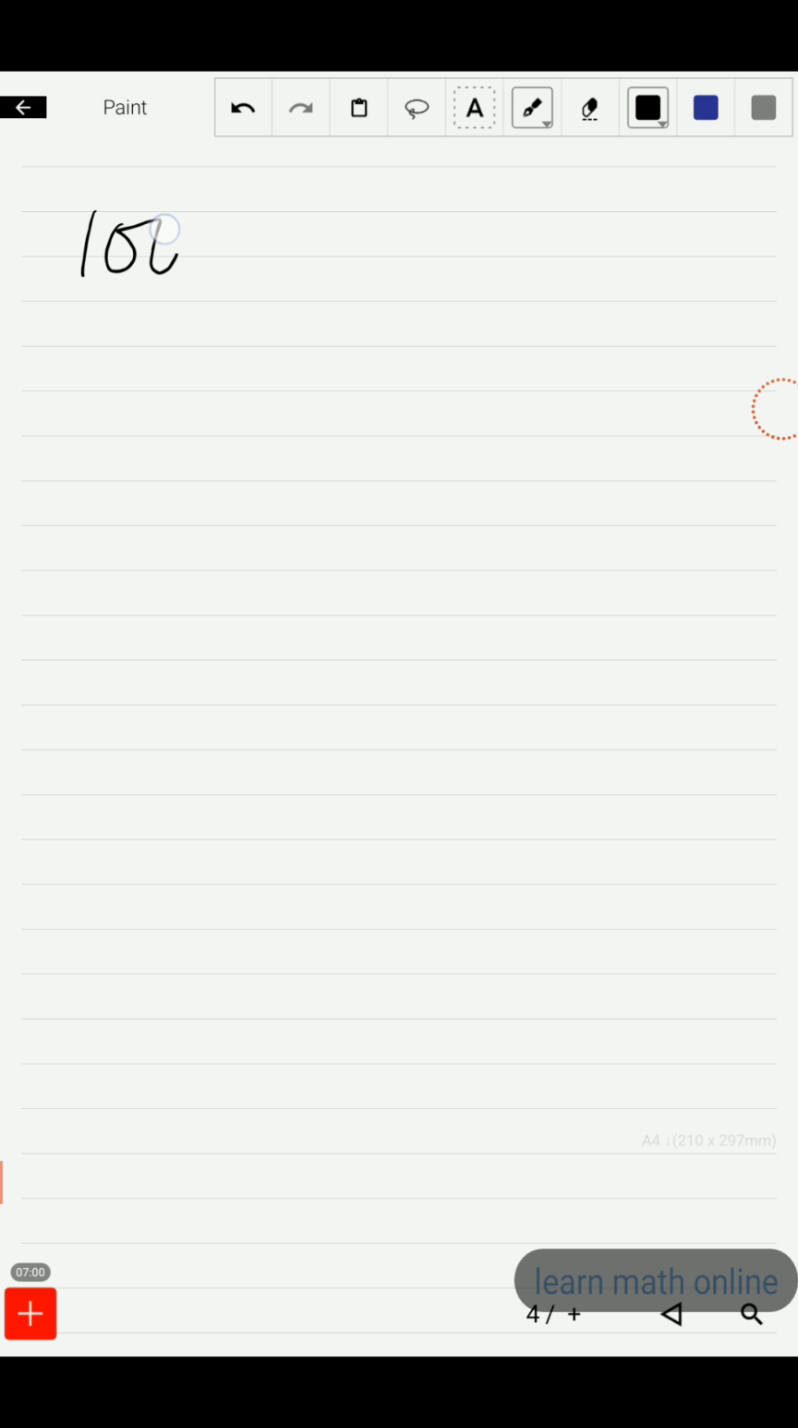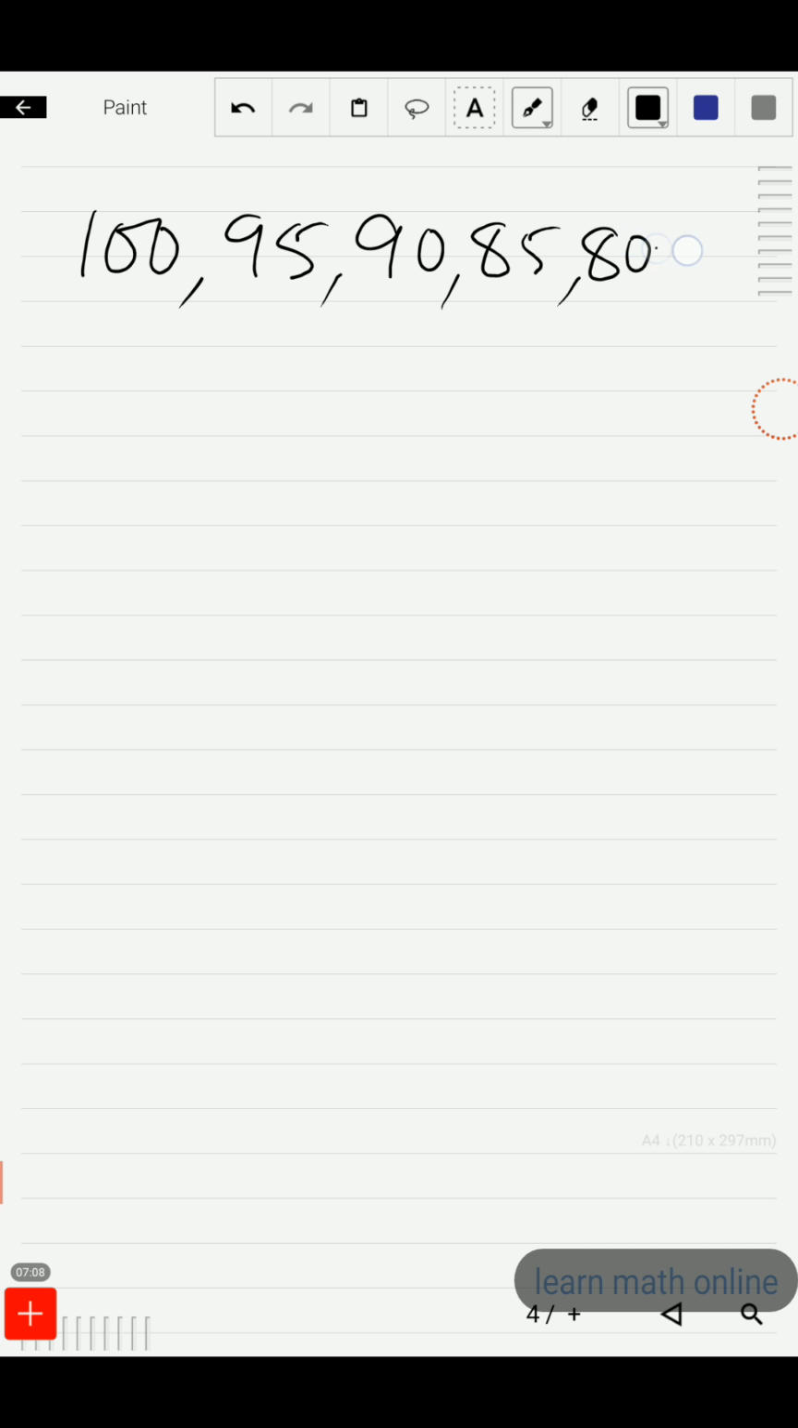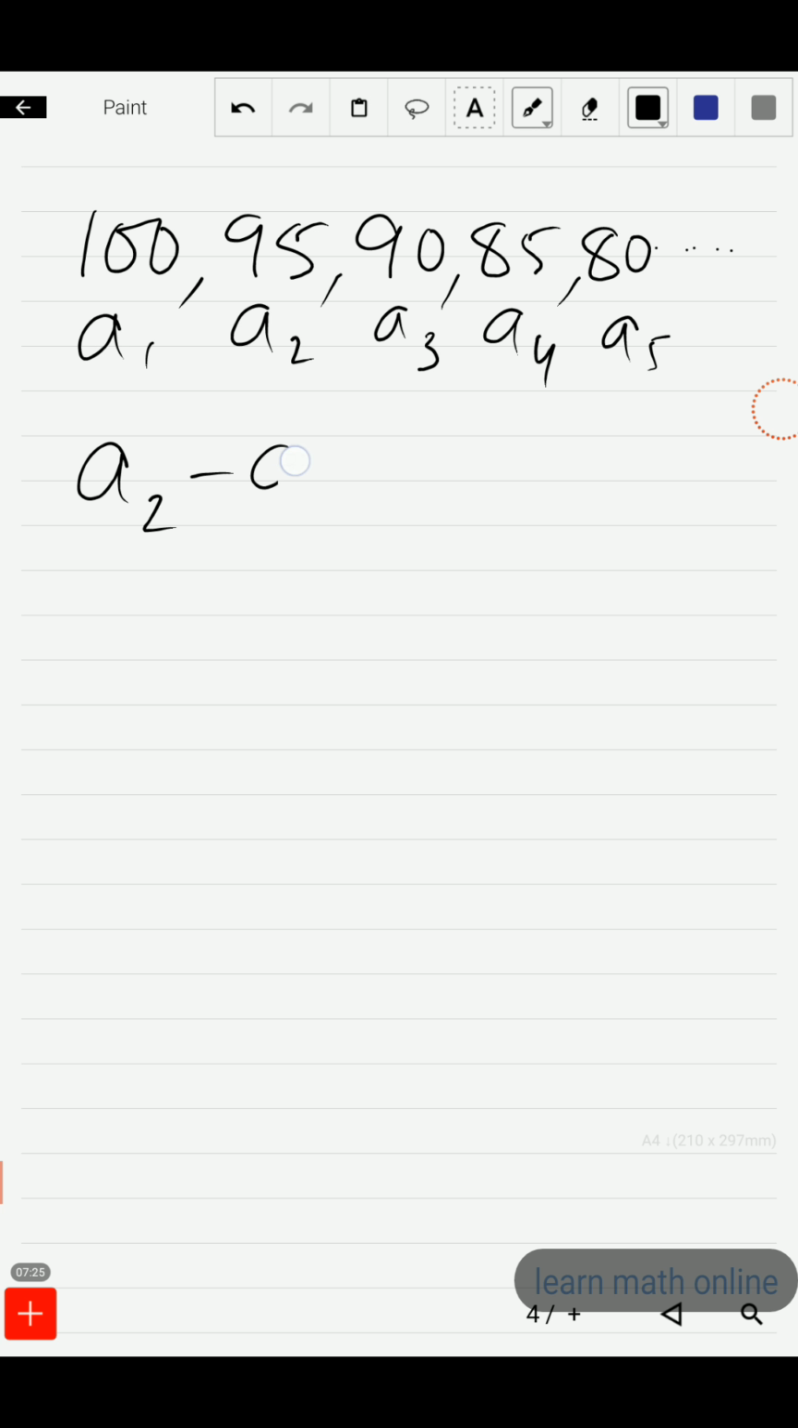Let me write 100, 95, 90, 85, 80, and so on. Okay, now this is the first term, second term, third term, fourth term, fifth term, isn't it? Now what is the common difference in this? Let us find out. Second term minus first term, isn't it? That means 95 minus 100. Don't do 100 minus 95. It is 95 minus 100.